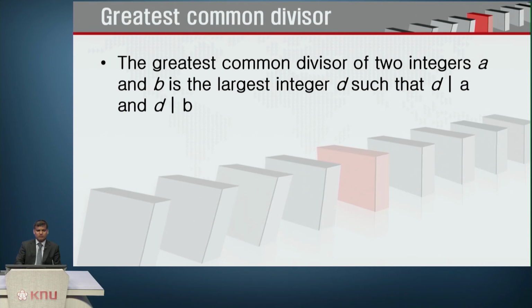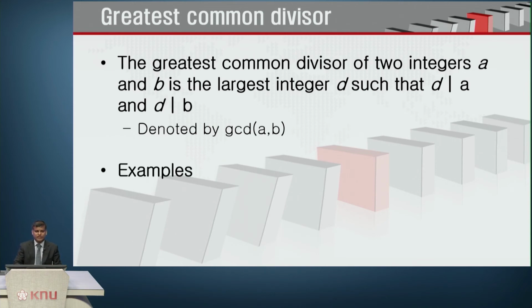Greatest common divisor. A greatest common divisor of two integers a and b is the largest integer d such that d divides a and d divides b. Well, we'll consider an example. You will right away understand what it is. So greatest common divisor, we simply call it GCD. Let's see an example of this. GCD of 24 and 36 equals 12.